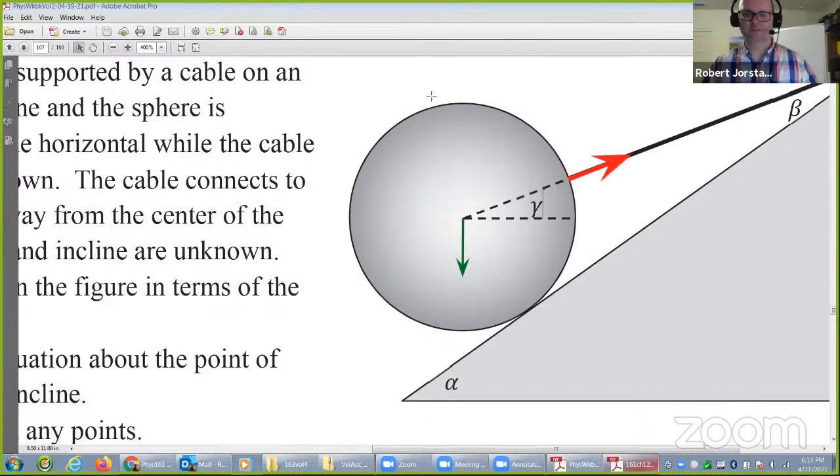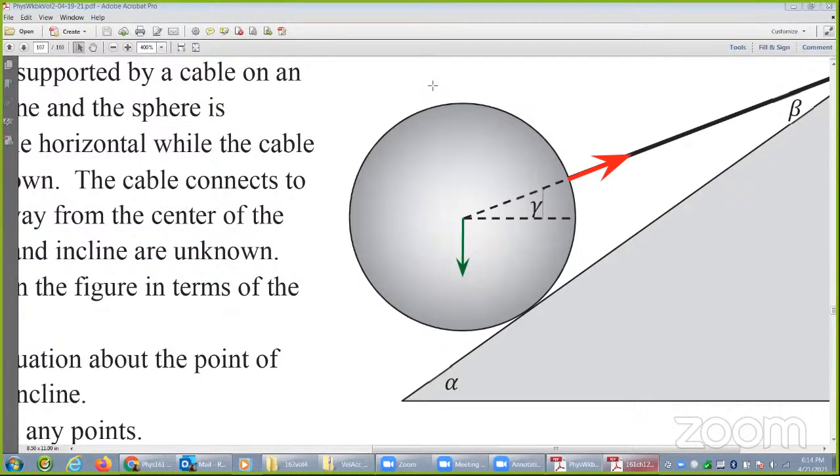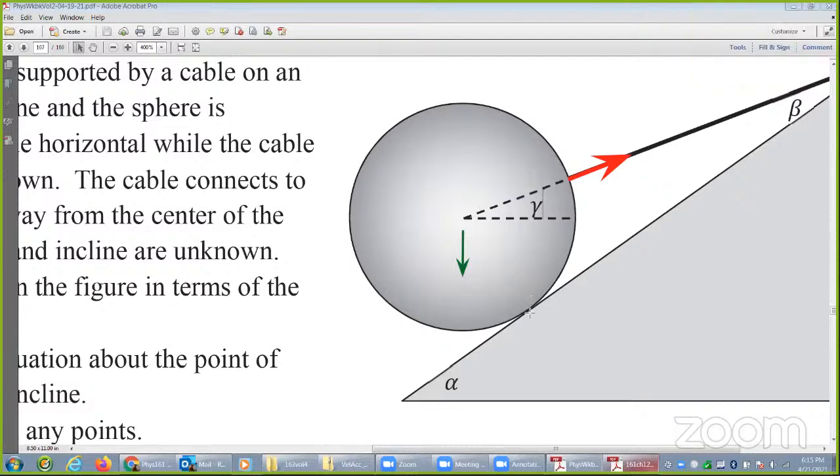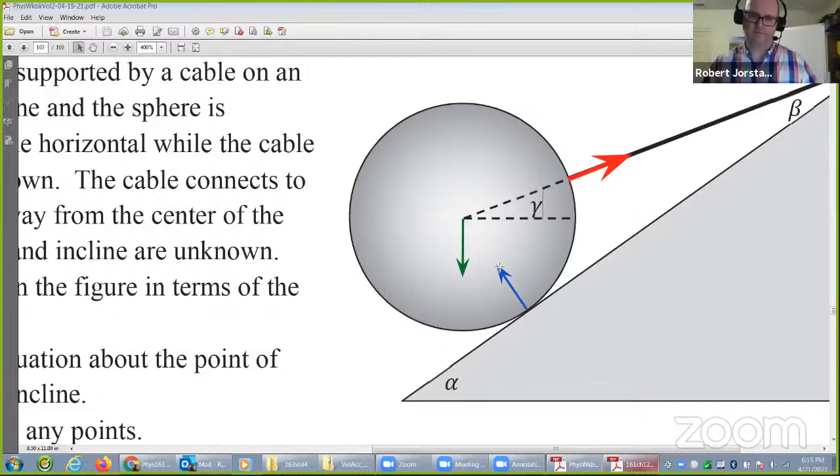What's another force? Normal force, perpendicular to the curve, or perpendicular to the incline. Yep. Which way will that point? Towards the center of the sphere or circle, like that. Is there friction on this one? No, it's negligible. Sweet. All right. So there's our FBD. And just labeling these forces for a second.